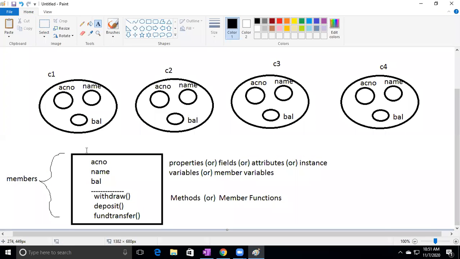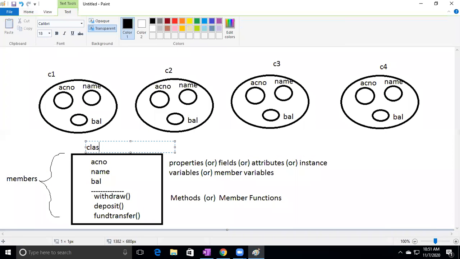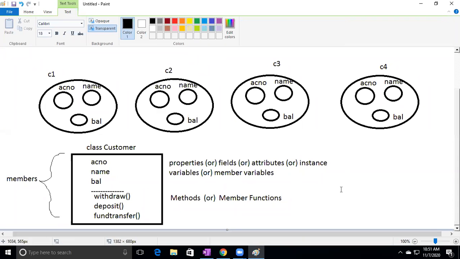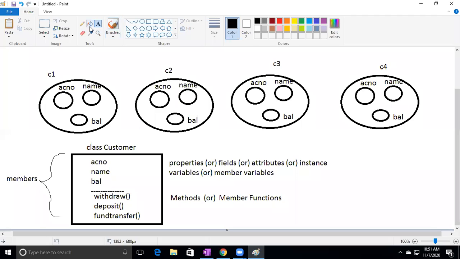This is the terminology. So here I'm giving this class name as Customer. So to create such type of customer objects, customer one, customer two, customer three, so like that, physically I want to maintain customer details, customer objects. So for that I am making this plan. This class Customer is the plan we are creating, to create such type of customer objects physically.